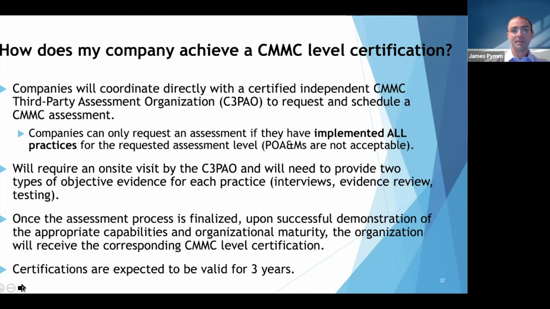So as you would expect, the C3PAOs are going to come on site to conduct these assessments. A major hurdle of the assessment is that organizations will need to provide the C3PAO 2 types of objective evidence for each practice. The 3 types of objective evidence are interviews, evidence review, and testing. And what I mean by evidence review is they would be reviewing the applicable policy, plans, and artifacts and the like. Once the assessment process is finalized, upon successful demonstration of the appropriate capabilities and organizational maturity, the organization will hopefully receive the corresponding CMMC level certification.